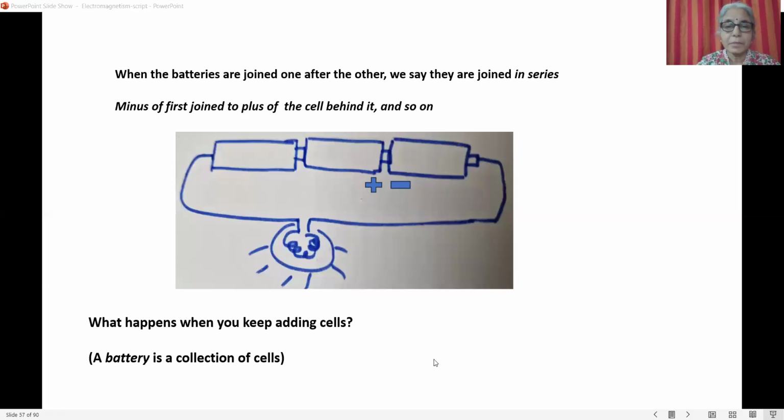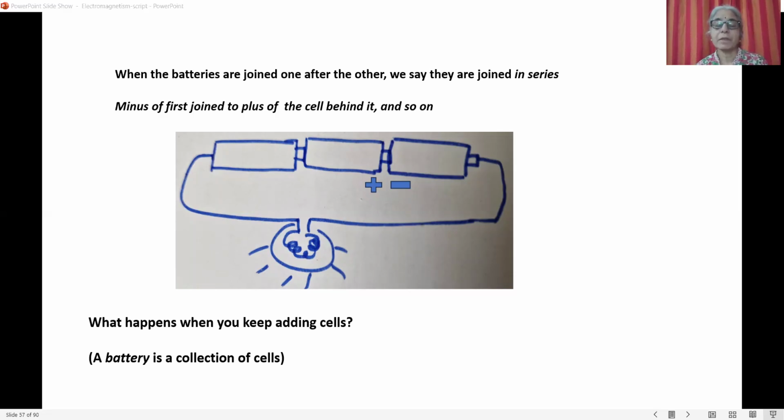So why does the bulb glow brighter and brighter as you keep adding cells? You will understand at some point that this electric cell provides energy. It provides energy in the form of the electric current. So we need that energy to make the bulb glow.